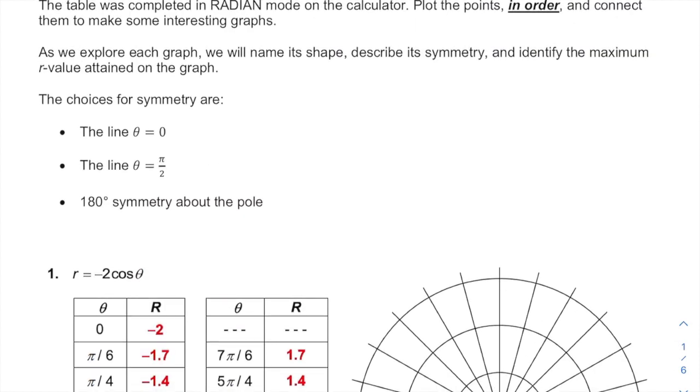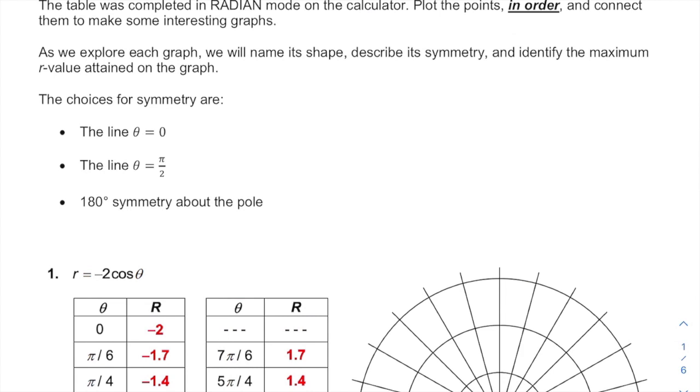The table that I'm going to give you for the next couple of functions was completed in radian mode. This is really important. If you try to calculate these in degrees, it's not going to work the way we want. So we are going to plot these points in order and connect them to make some interesting graphs. As we explore each graph, we'll name its shape, describe the symmetry, and identify the maximum r value that this graph reaches. For symmetry, we've got three options.